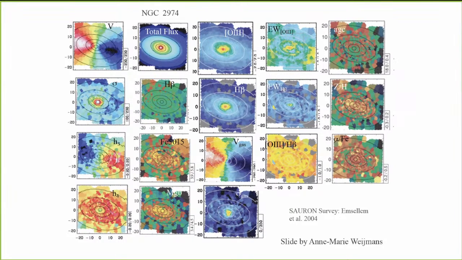This index, and other indices, tell us about the chemical composition. You can look at the velocity of the gas. This is the velocity of the stars. Ages, metallicity, you get all of that information if you have integral field spectroscopy, and if you have it for every location in the galaxy.